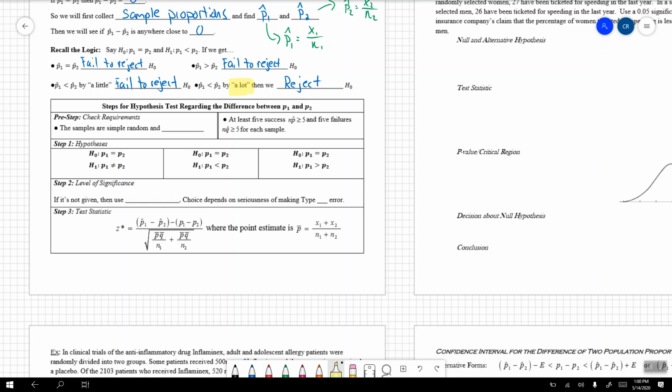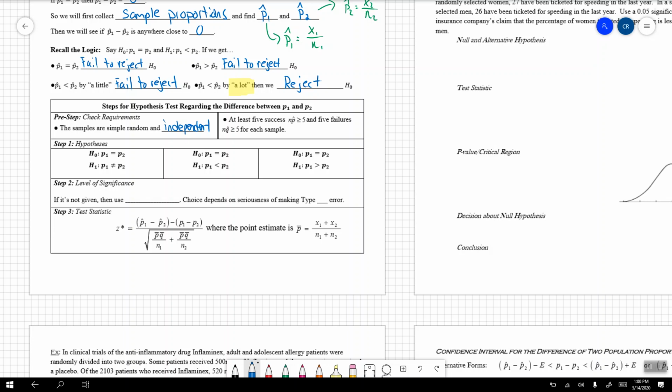So the samples that we are going to be looking at are going to be simple random samples, and they're going to be independent. And so we must have at least 5 successes. In other words, when we're looking at our sample size multiplied by their proportion, we should be able to get that we at least have at minimum 5 successes and 5 failures for each individual sample. All right, so again, we must be able to hold that.